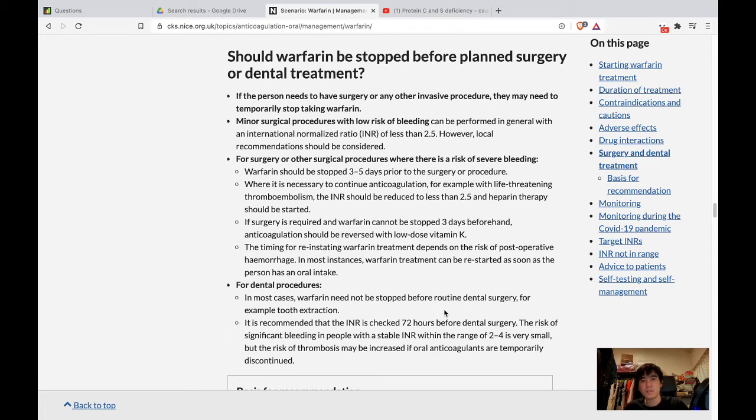For surgery or other surgical procedures where there is a risk of severe bleeding, warfarin should be stopped for 3 to 5 days prior to the surgery or procedure. Where it is necessary to continue anticoagulation, for example, life-threatening thromboembolism, the INR should be reduced to less than 2.5 and heparin therapy should be started. If surgery is required and warfarin cannot be stopped 3 days beforehand, anticoagulation should be reversed with low-dose vitamin K.